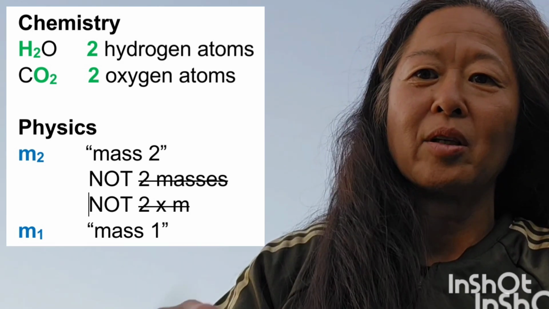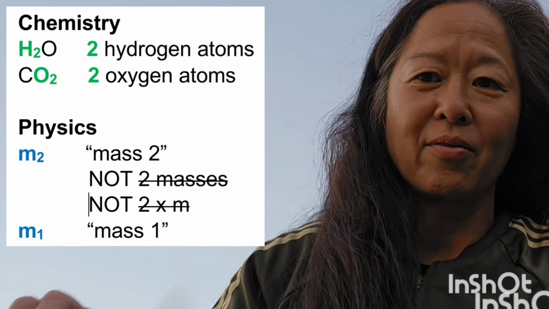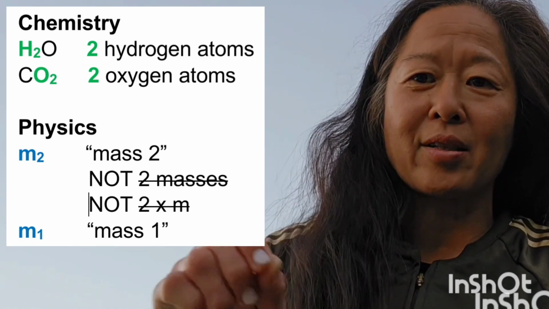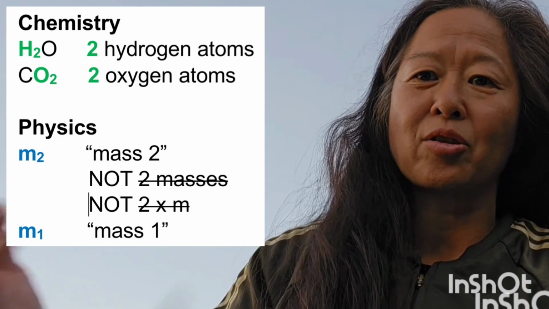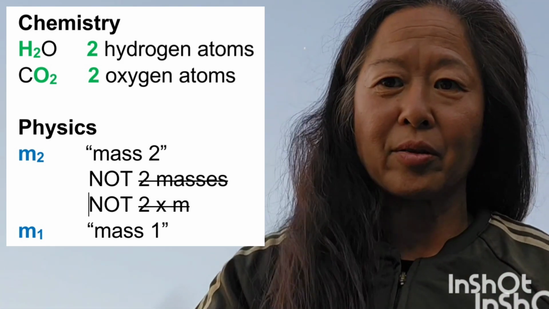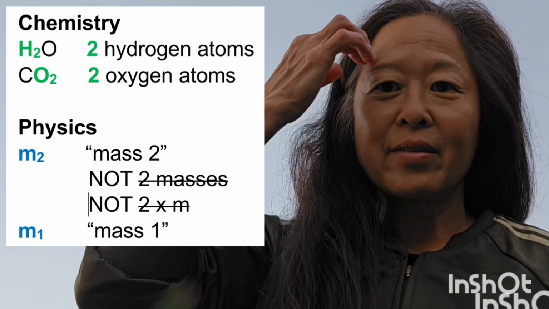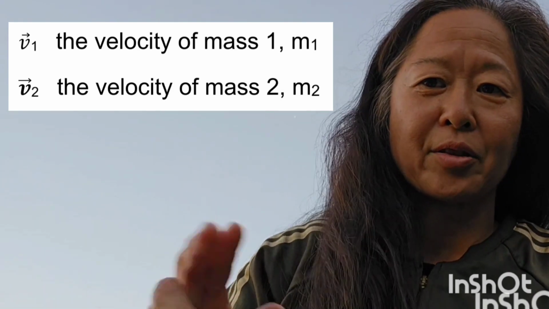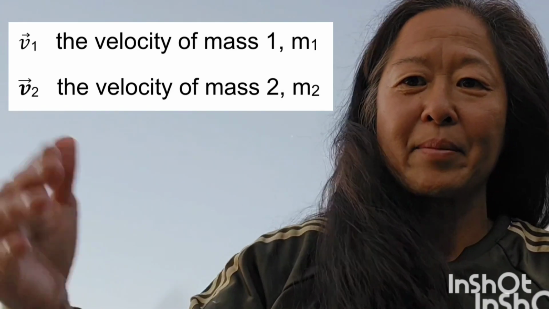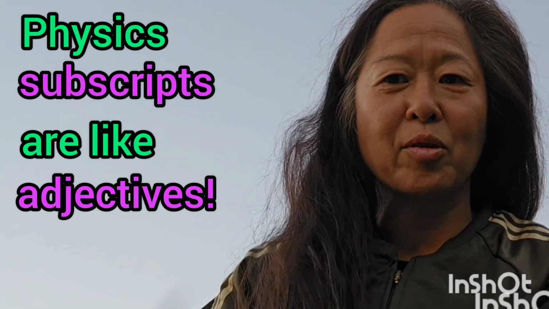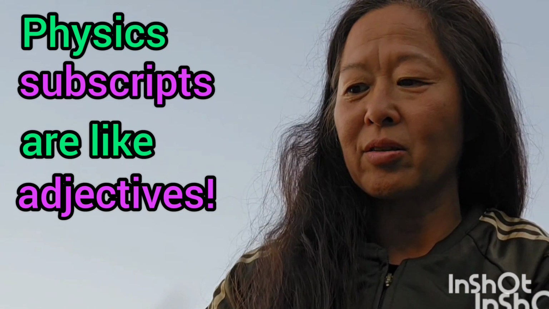So, for example, lowercase m sub 1 means simply mass 1, and lowercase m sub 2 means mass 2. We're just using the 1s and 2s to distinguish one mass from the other. Similarly, v arrow sub 1 would mean the velocity of that mass 1. V arrow sub 2 would mean the velocity of that mass 2. The subscripts, you could think of them as adjectives.